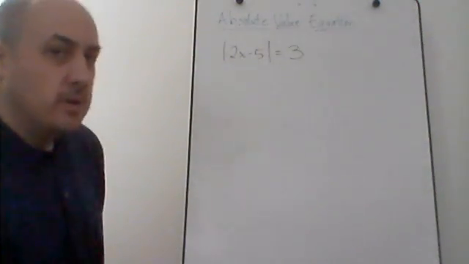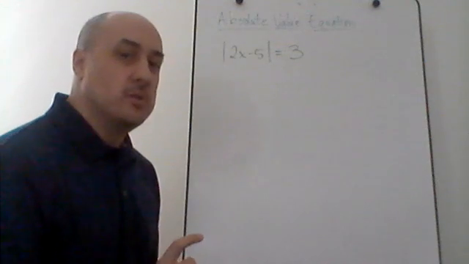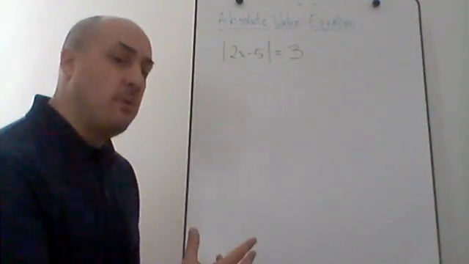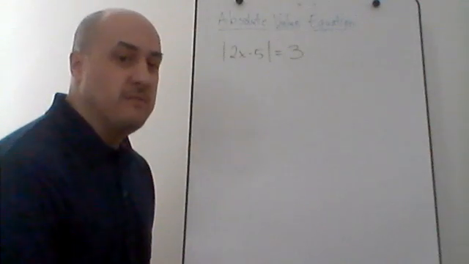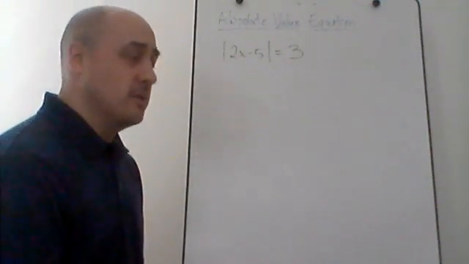Alright, in this video we're going to talk about solving an absolute value equation. Now there's one little thing when you're solving an absolute value equation that you have to be aware of, and if you get that part of it, it's pretty easy to solve. If you miss that part of it, then you kind of miss half of the solutions to the equation.